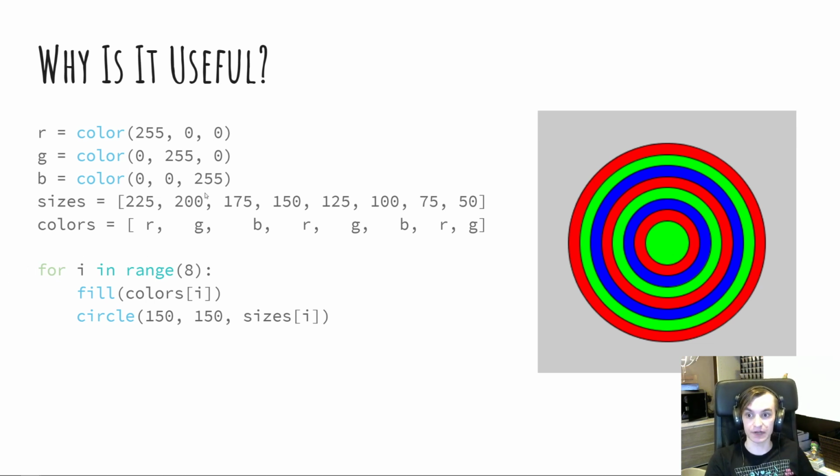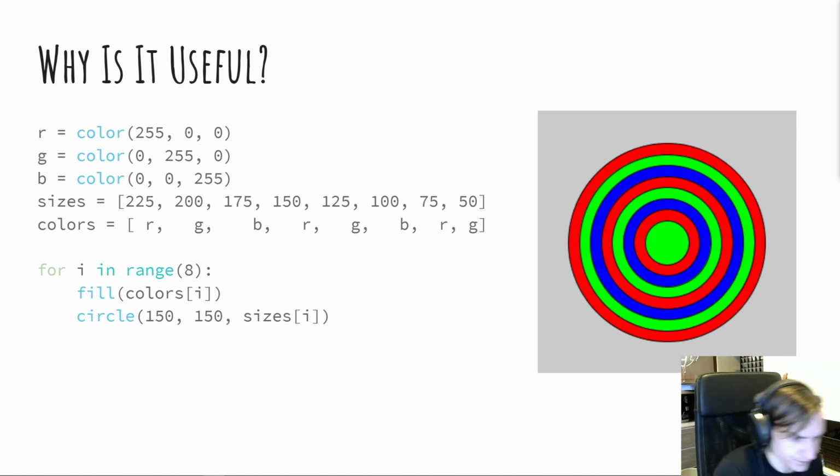And then we iterate over range 8. So we say for i in range 8, because there are 8 items in each of these lists. We tell Processing to draw in whatever color is associated, and then we draw the appropriate circle. So we draw the 225 radius circle first, then 200, all the way going down to 50. So I will also just pull this up as a quick example. And again, let me switch over to Processing.